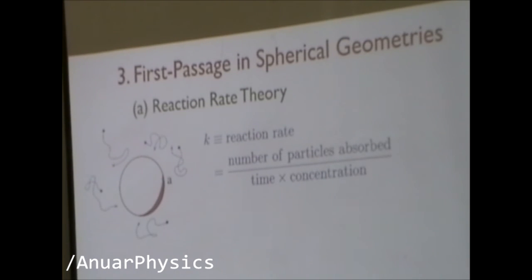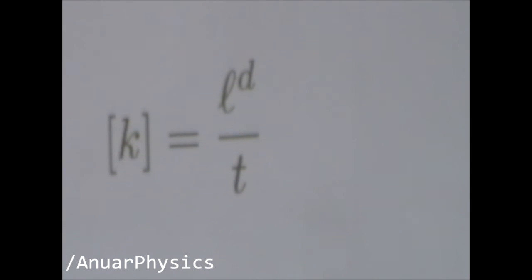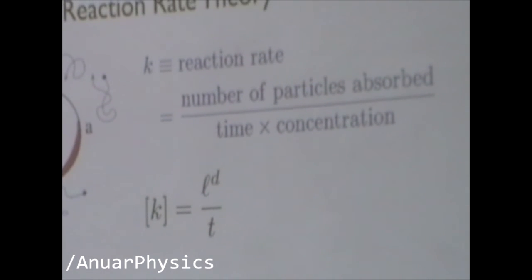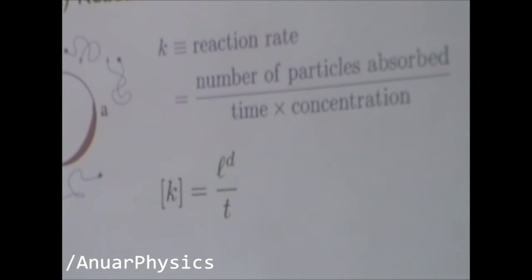Now again, in these sorts of problems, dimensional analysis gets you a long way. So without solving any equations, let's just do high school dimensional analysis on this quantity, and we're going to learn something quite remarkable about this reaction rate. So let's look at the dimensions of the reaction rate. Number has no dimensions. Per unit time, so that is 1 over time, and 1 over concentration. Concentration is number per unit volume, and so 1 over concentration has units of volume, or length to the power d.